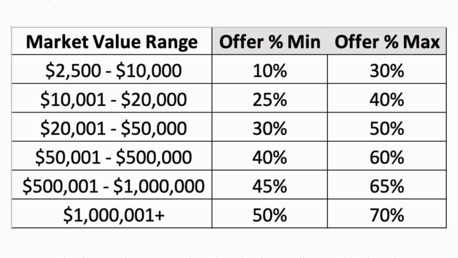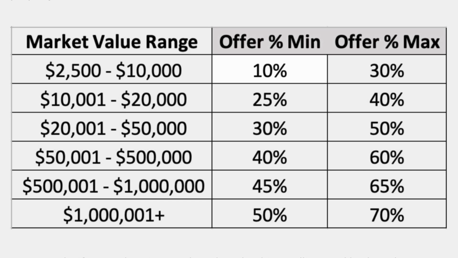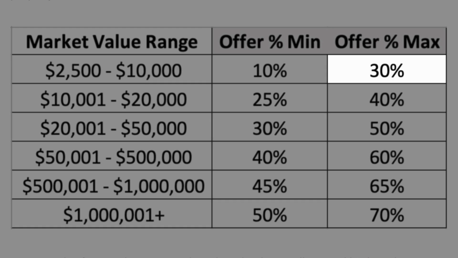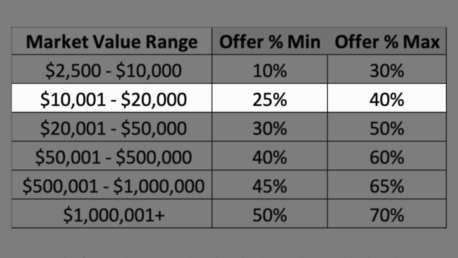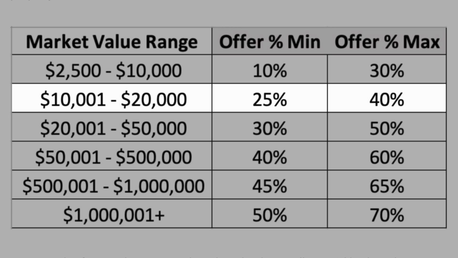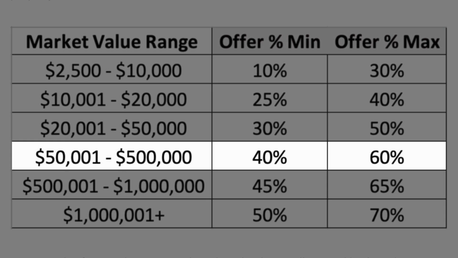When it's in that $2,500 to $10,000 range, the minimum amount I would offer would be about 10% of that market value, whatever that is. So for example, if I thought the market value was $10,000, at the very minimum, I'd be offering $1,000 for that. And at the most, I'd be offering $3,000 for that. And once we move up to the $10,000 to $20,000 range, well, then you'll see the minimum and maximum offer percentages go up. And when we get to $20,000 to $50,000, they go up again. $50,000 to $500,000, they go up again.